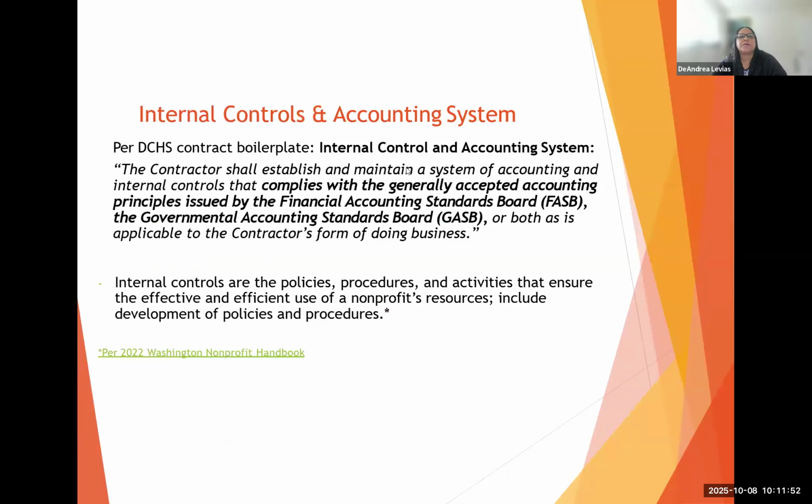Let's see here. Internal controls and accounting system. The DCHS contract boilerplate says that the contractor shall establish and maintain a system of accounting internal controls that complies with generally accepted accounting principles, otherwise known as GAAP, issued by the Financial Accounting Standards Board and the Governmental Accounting Standards Board, or both, as is applicable to the contractor's form of doing business.